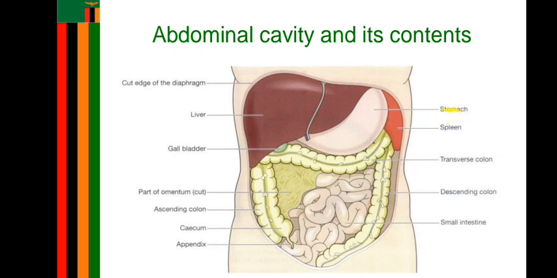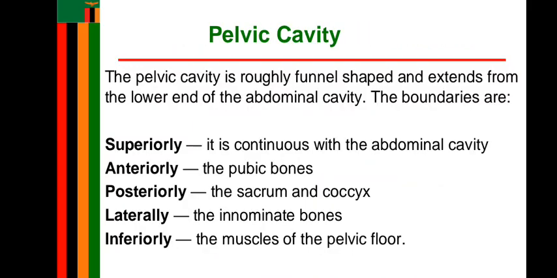The stomach is in a J shape. It has the lesser curvature and then the greater curvature. These are the blood tributaries that distribute the blood supply to the stomach, and they form what we call arterial anastomosis. Then we have the spleen on this side, the transverse colon, the descending colon, and the small intestine found in there. All these are part of the abdominal cavity.